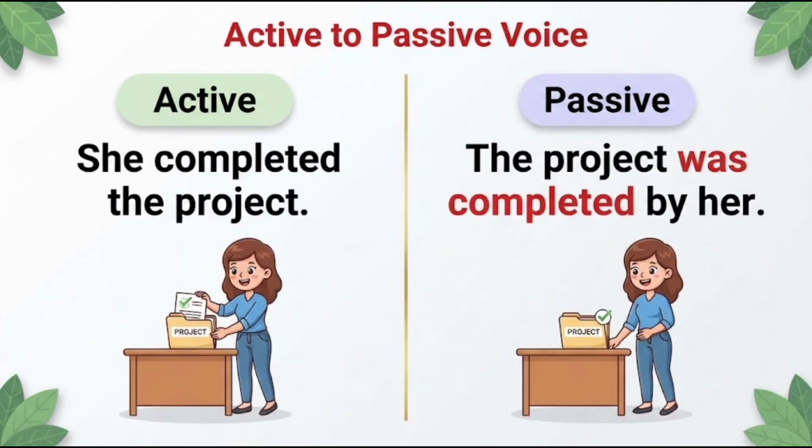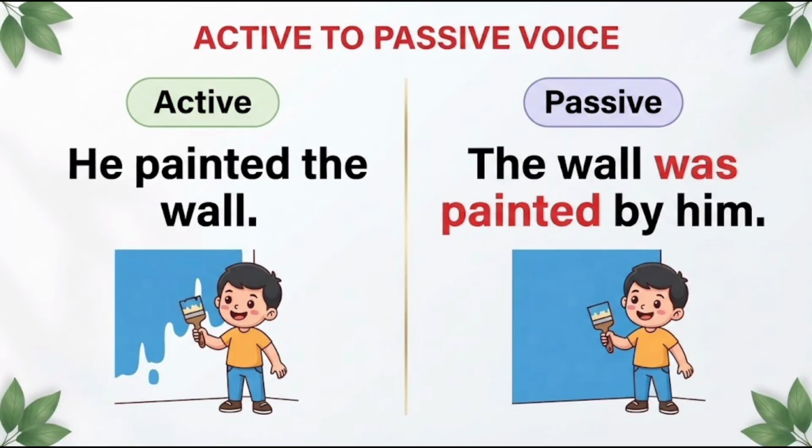She completed the project. The project was completed by her. He painted the wall. The wall was painted by him.